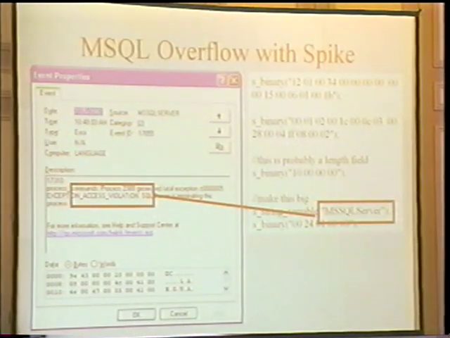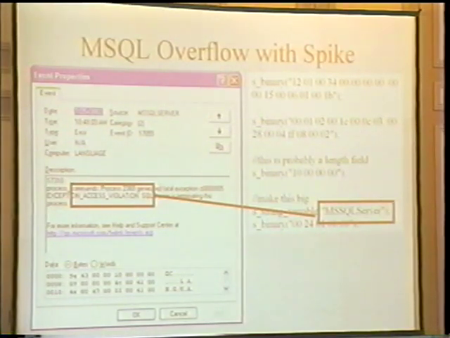Now, this is a Spike script that Dave sent me a little while ago. This is a zero-day exploit on Microsoft SQL that I believe he just released. This is a string. There's a packet going into SQL. He sees that there's this string in there, this Microsoft SQL server identifying itself.